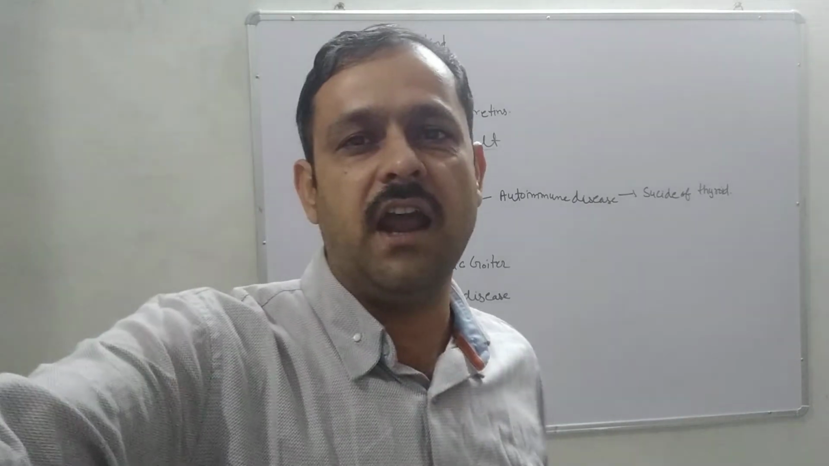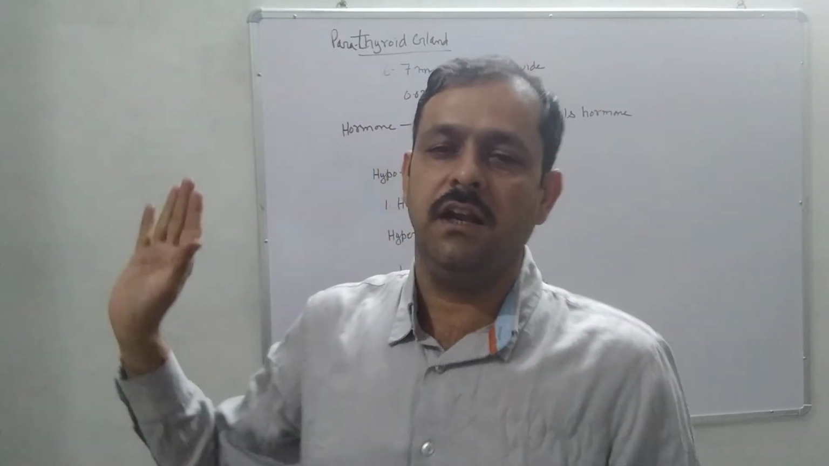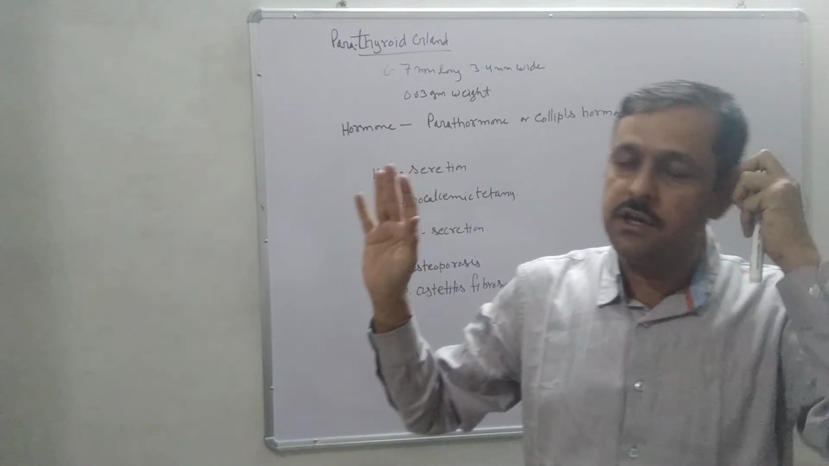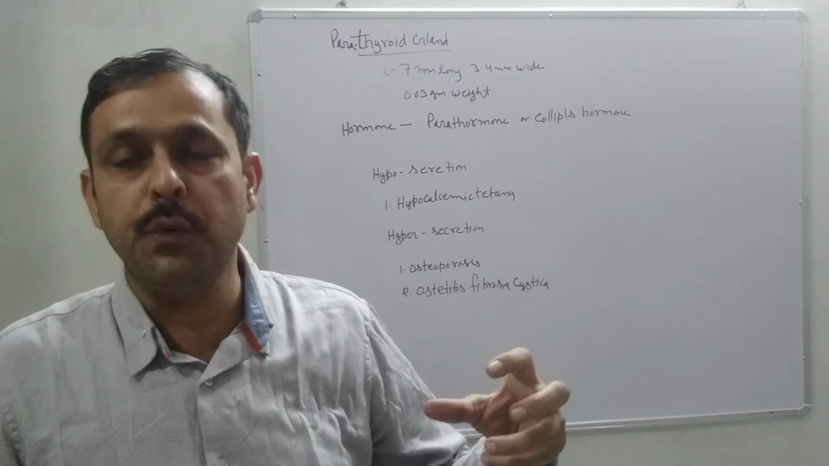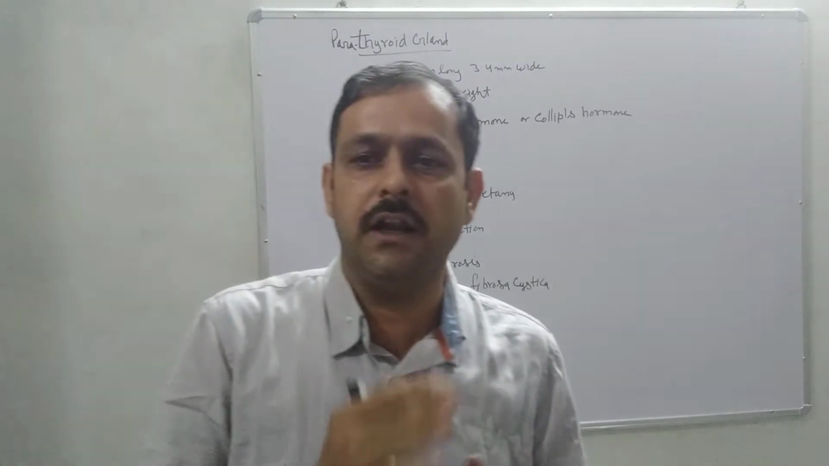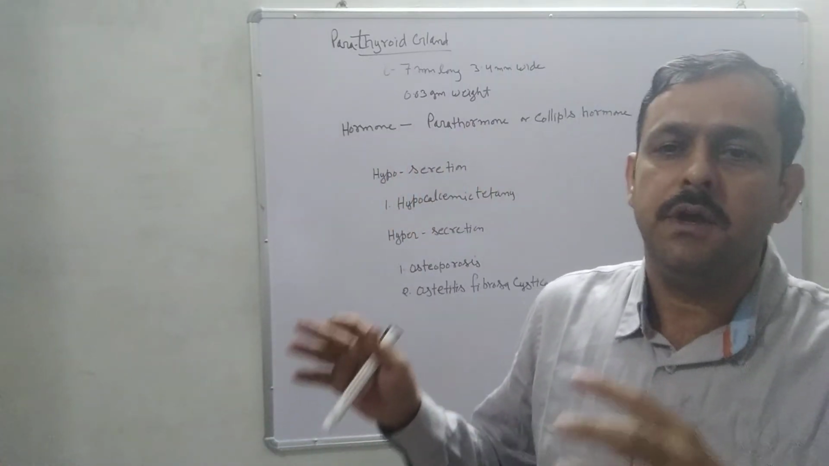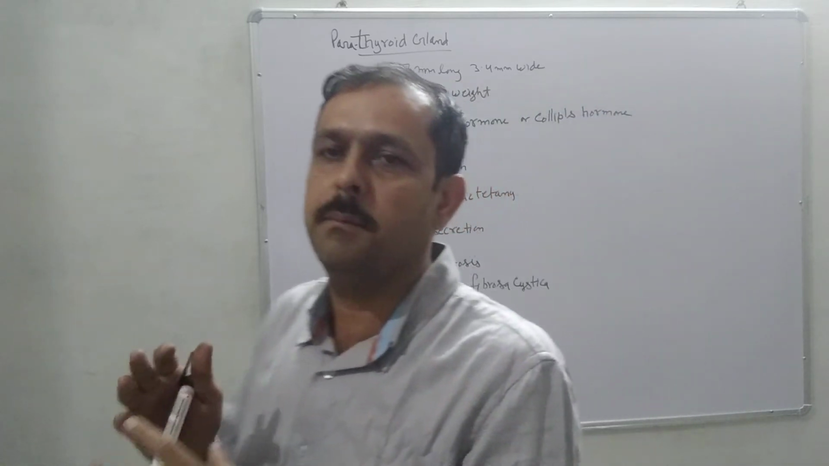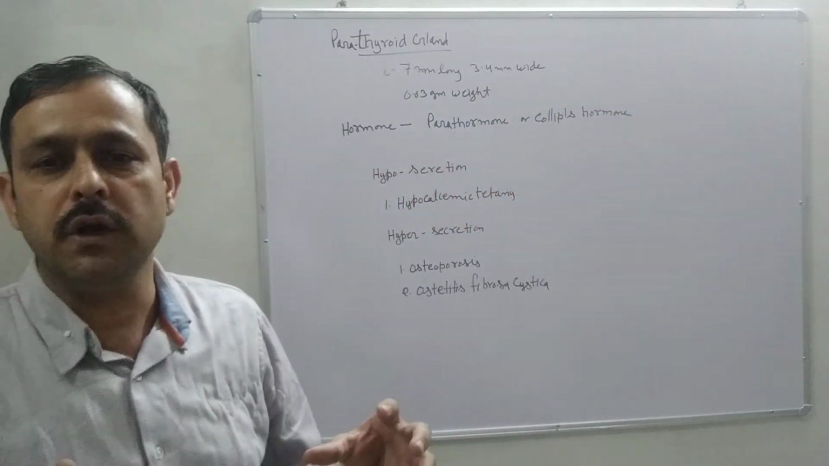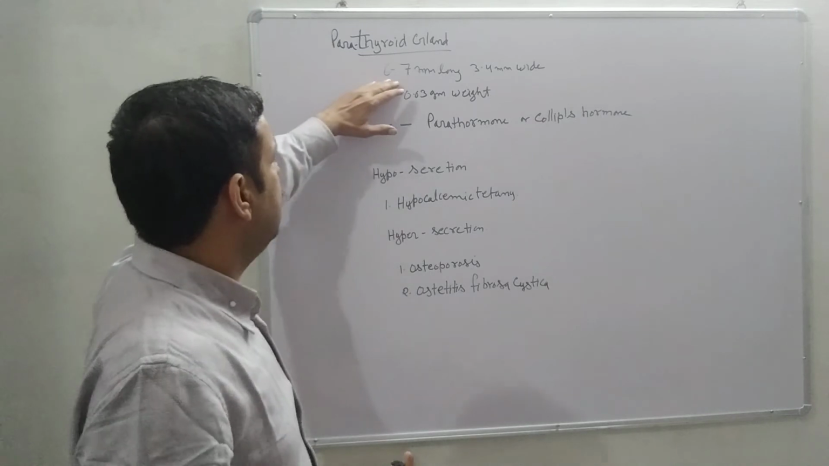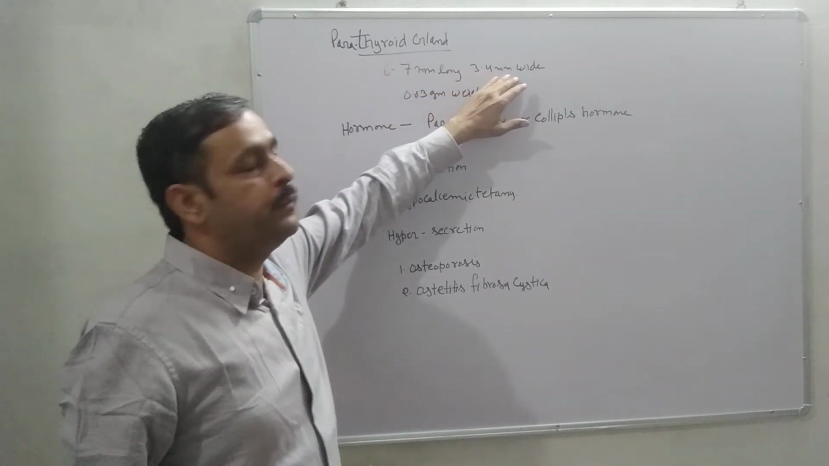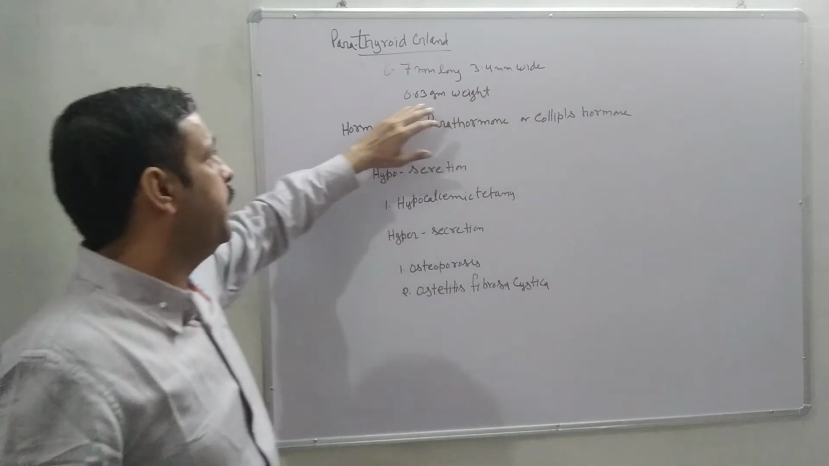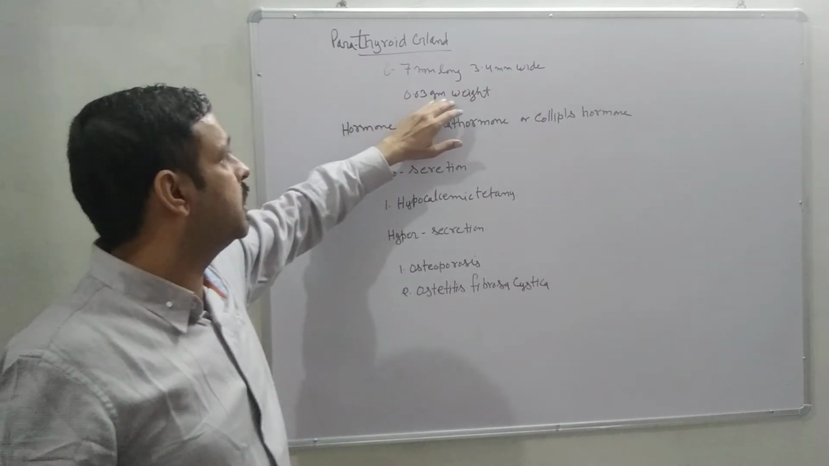Now parathyroid gland. Parathyroid gland is situated in between spherical follicles of thyroid gland. It is embedded in the dorsal surface of each lobe of thyroid gland, and the number of parathyroid glands is 4, and each parathyroid gland is 6 to 7 millimeter long and 3 to 4 millimeter wide and weighs 0.03 gram.